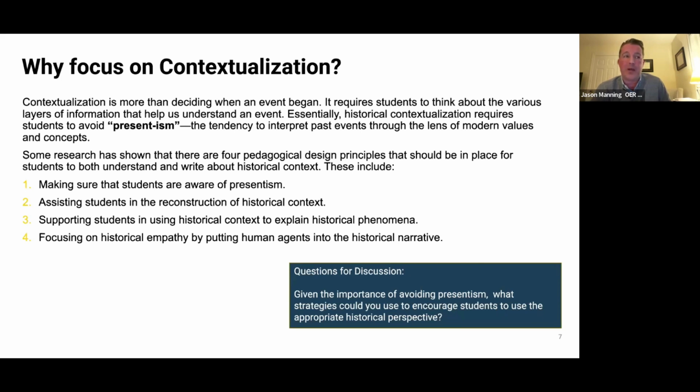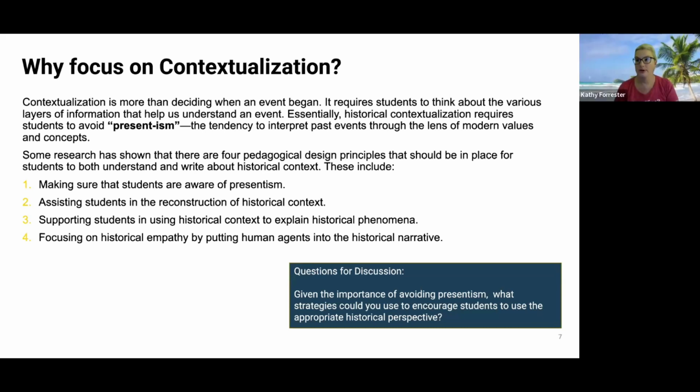So I want to start by recognizing those challenges and maybe just hear a couple voices of what you find challenging in the classroom about contextualization. Why do students have such a tough time with it? If anybody else wants to share their struggles with teaching it, I think it would be a good way to get started. So is there anybody that would like to speak to that?